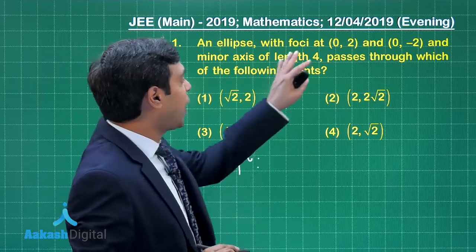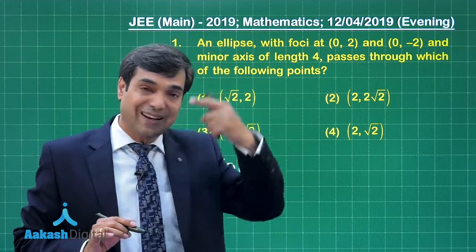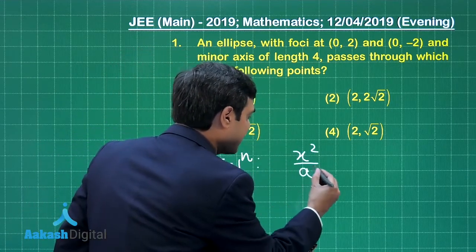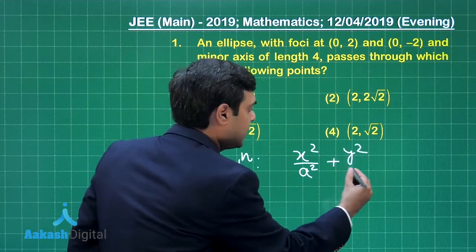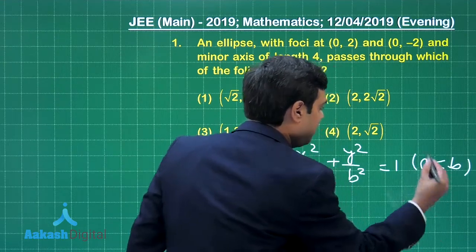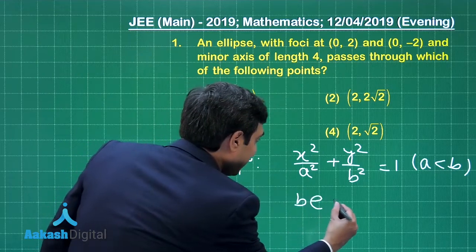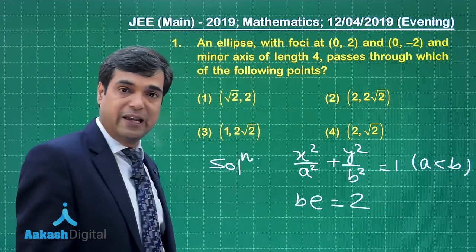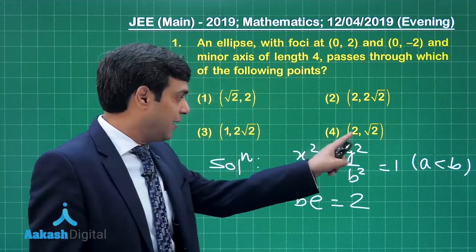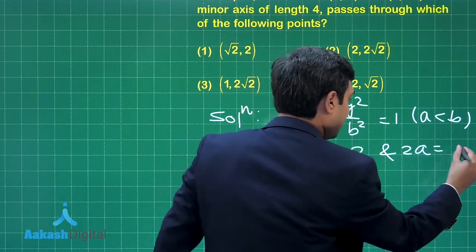It is given that foci are at (0, ±2), that means we have the major axis along the y-axis. So let's say the equation of the ellipse is x²/a² + y²/b² = 1, where a is less than b. Now we can see that be is equal to 2. This is clear. Also we have the length of the minor axis is 4. Here a is less than b, so we have 2a is equal to 4.